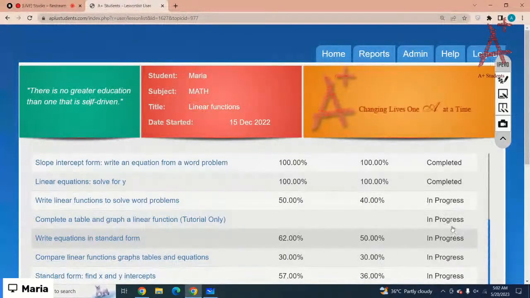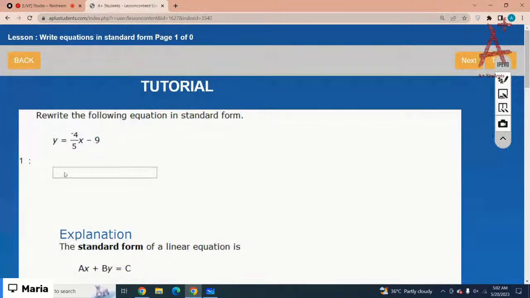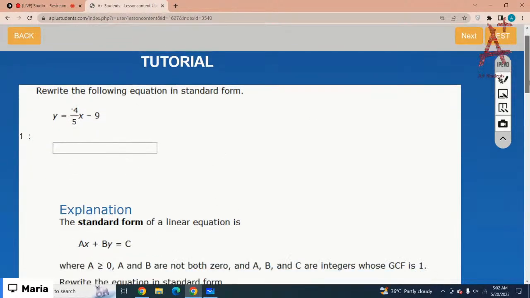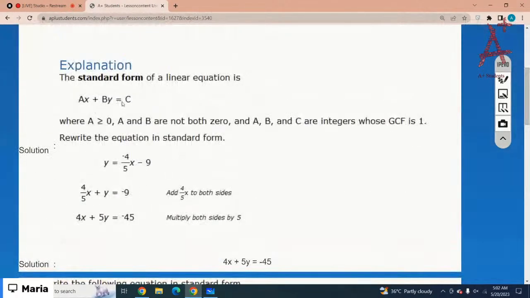Okay, here I'm on the chapter linear functions. Let's start with the first lesson, write equation in standard form. So the equation is y equals minus 4 over 5x plus 9. The standard form of the equation is written like this: ax plus by equals c. Like x and y are on the same side and c would be on the other side.